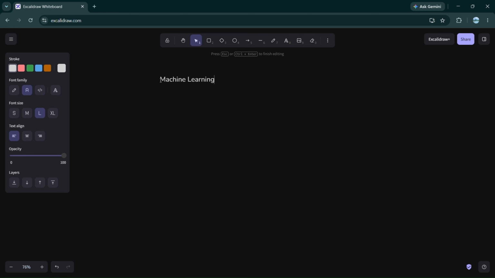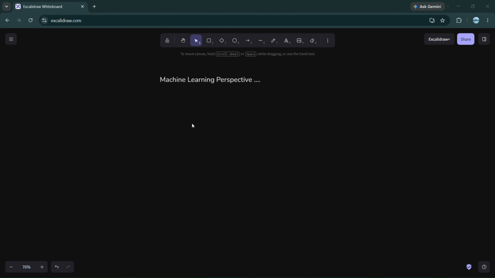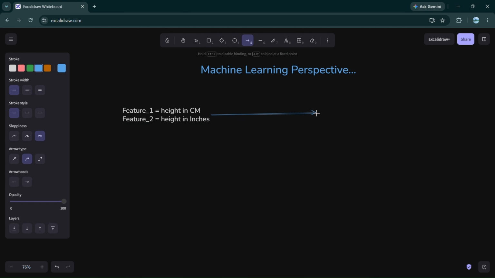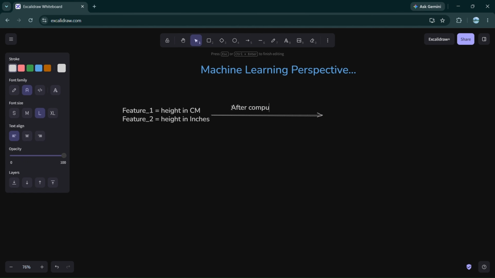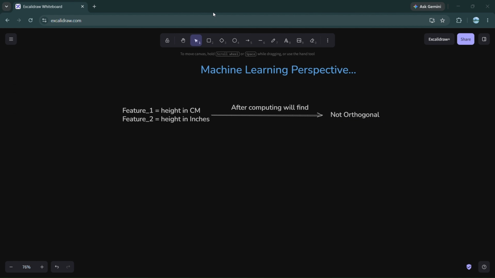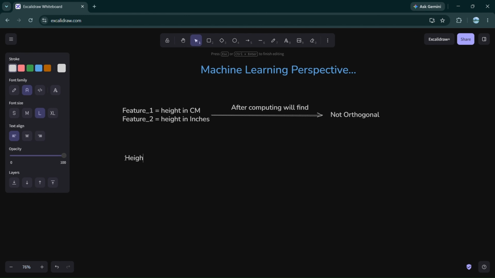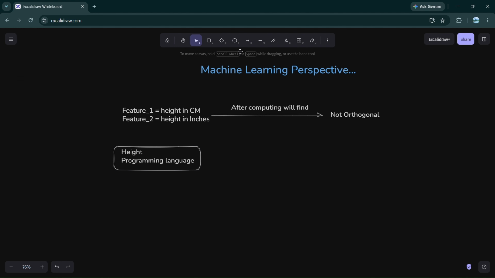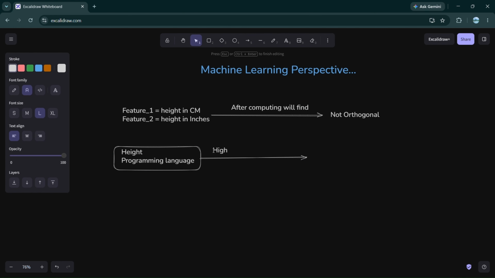So, let's see how it connects to machine learning. Exactly the same idea happens in machine learning too. Suppose you have two features, height in centimeters and height in inches. These contain almost the same information. They are not orthogonal. The model gets redundant information. Now consider height and favorite programming language. Knowing someone's height tells you almost nothing about their favorite programming language, right? So these features are much closer to being orthogonal.